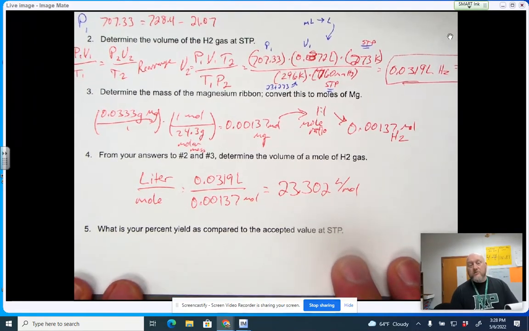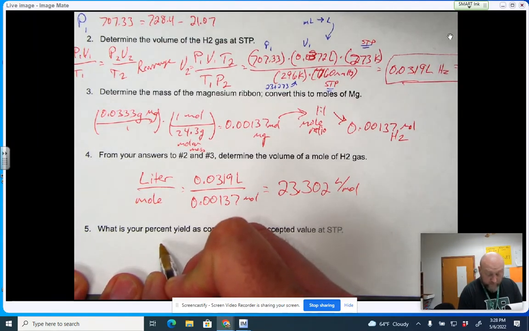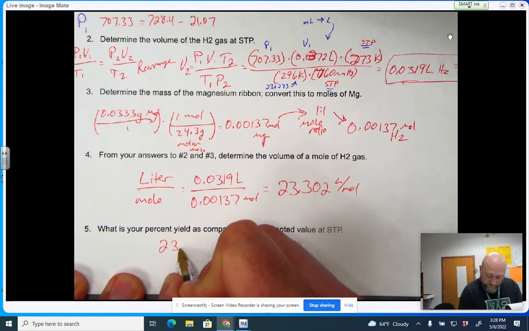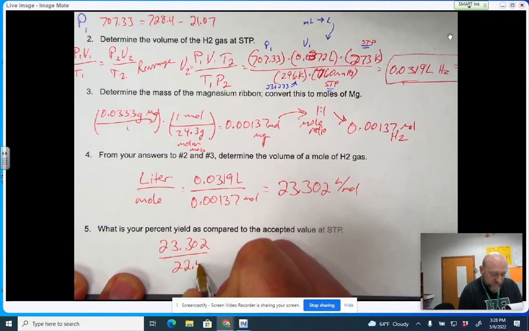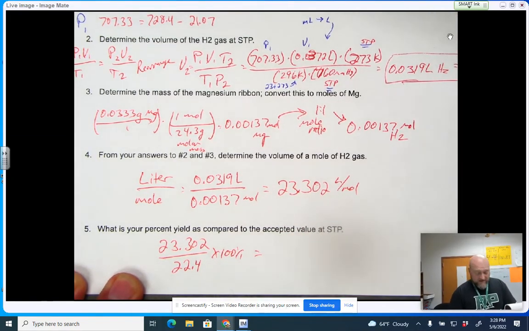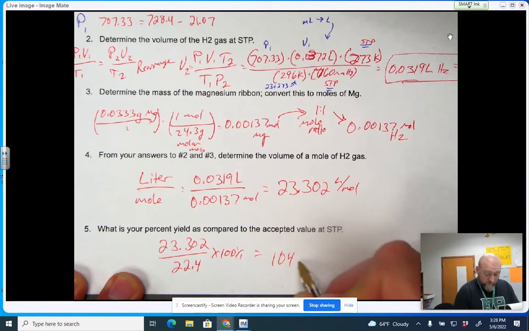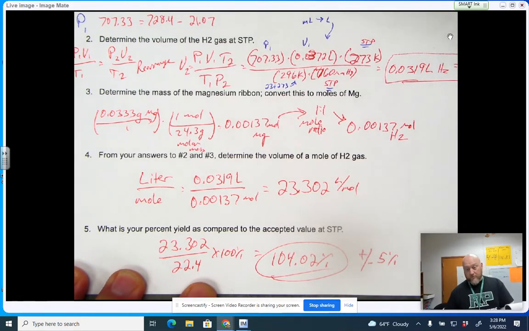Now let's see how close we are to the actual accepted value for molar volume. So 23.302, the accepted value is 22.4. Let's multiply that by 100%. And in doing that math, we see that we are at 104.02%, which is pretty good. The goal is to get plus or minus 5%. Okay, so we're within plus or minus 5%, so that data works out pretty good.